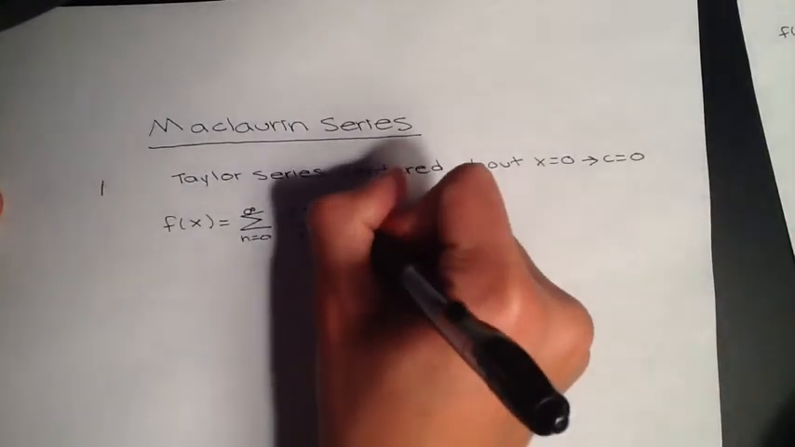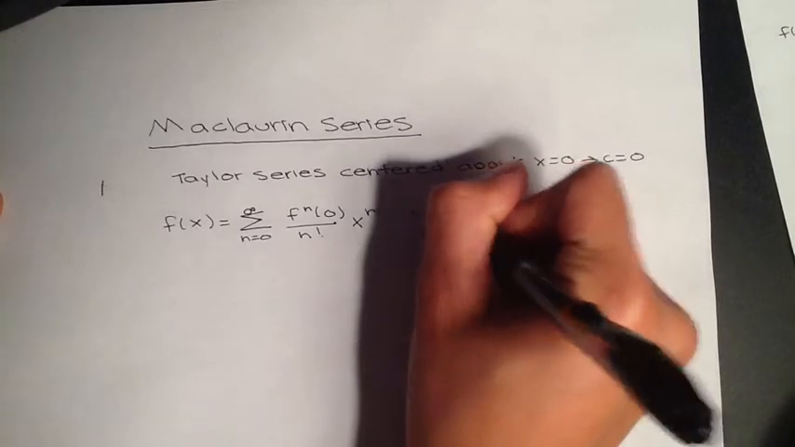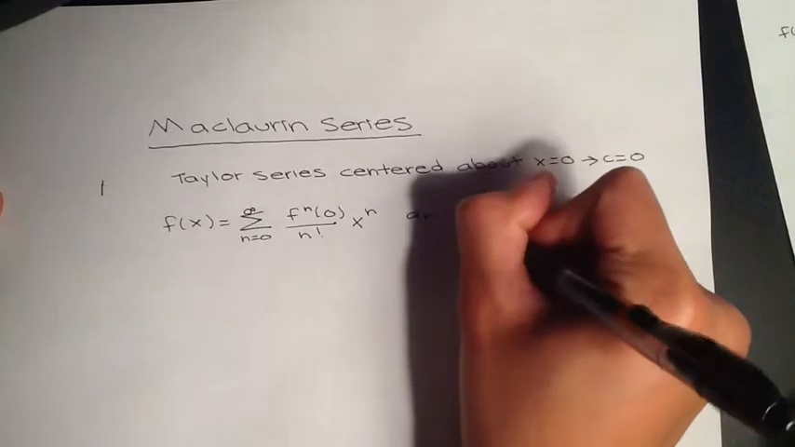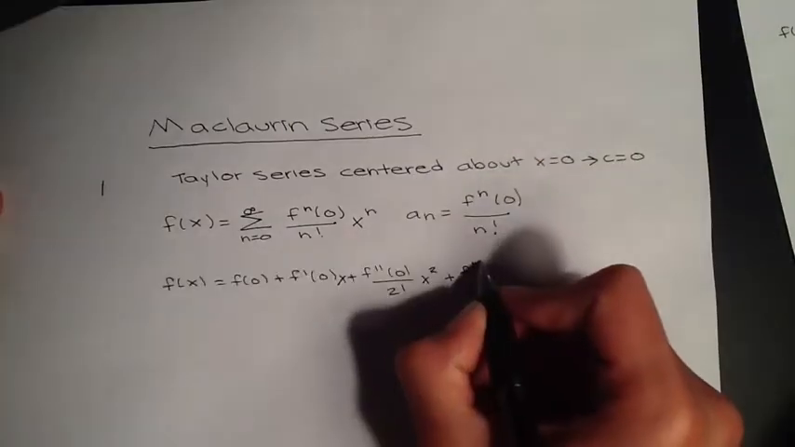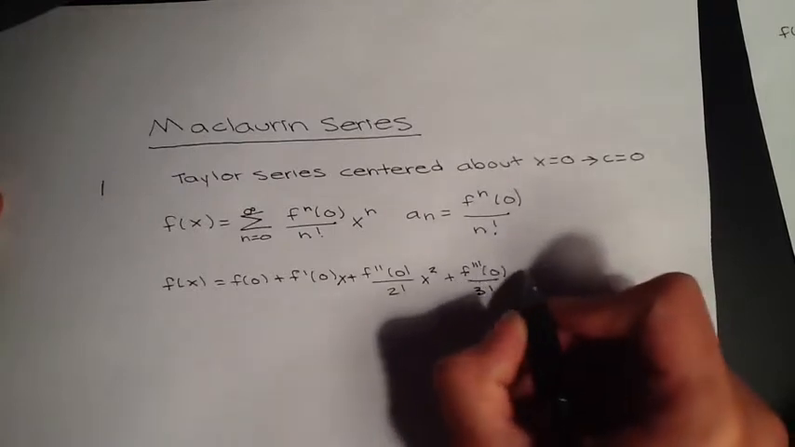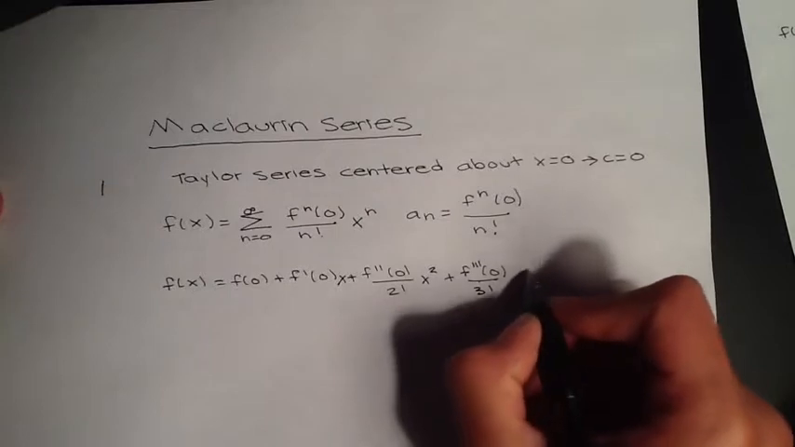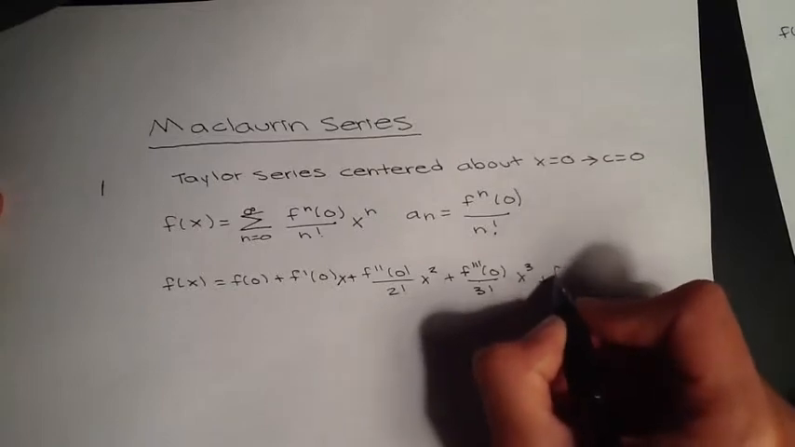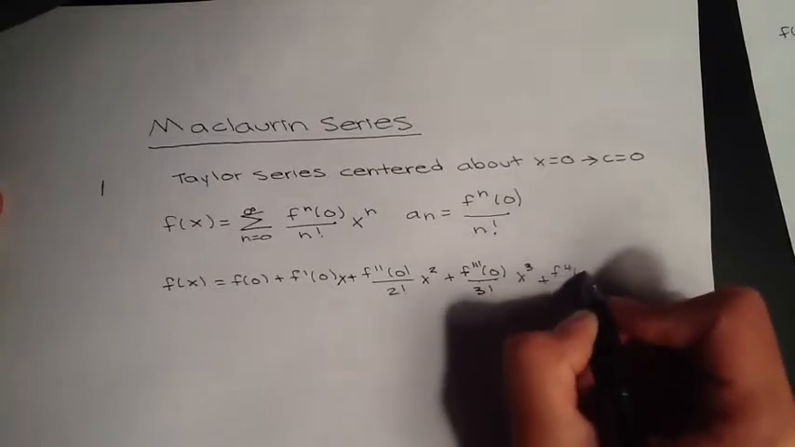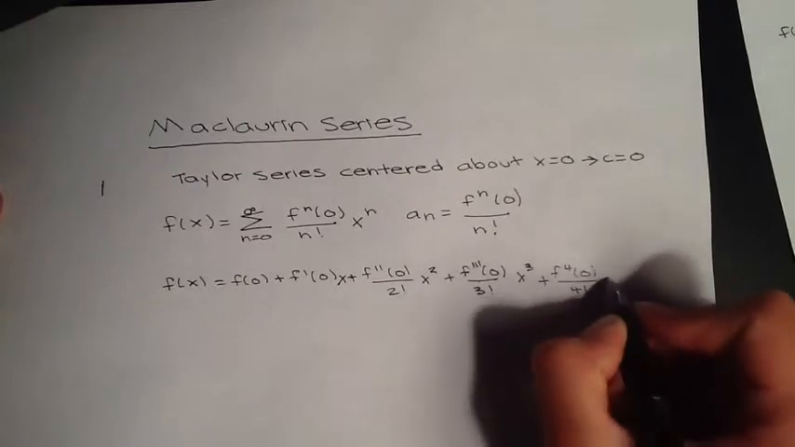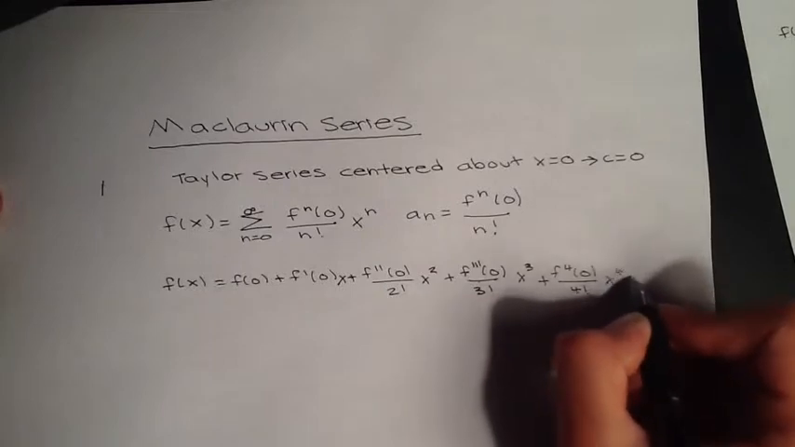Maclaurin series are simply Taylor series centered about x equals 0, so c equals 0. They are represented by f of x equals the summation from n equals 0 to infinity of the nth derivative evaluated at 0 over n factorial times x to the n, where a sub n equals the nth derivative at 0 over n factorial. Maclaurin series are represented by f of x equals f of 0 plus f prime of 0 times x plus f double prime of 0 over 2 factorial times x squared plus f triple prime of 0 over 3 factorial times x cubed plus the fourth derivative of f evaluated at 0 over 4 factorial times x to the fourth, and so on.